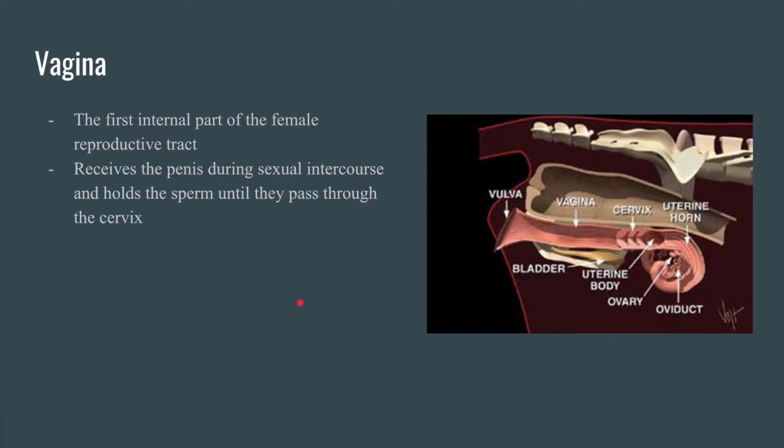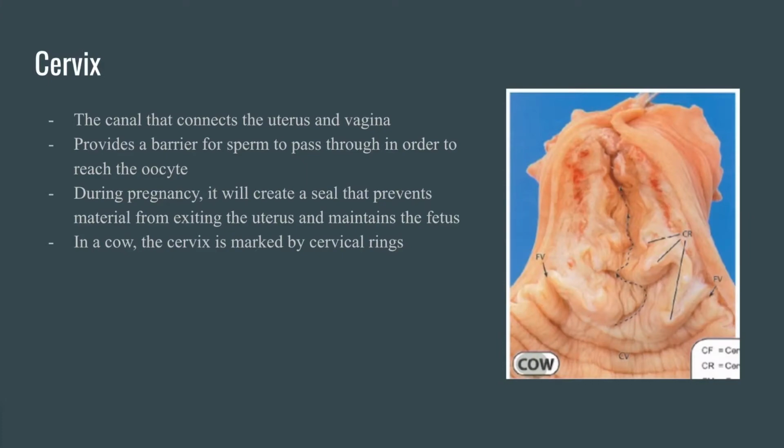Next up, we have the vagina, which is the first internal part of the female reproductive tract. It receives the penis during sexual intercourse and holds the sperm until they pass through the cervix. The cervix is the canal that connects the uterus and the vagina.